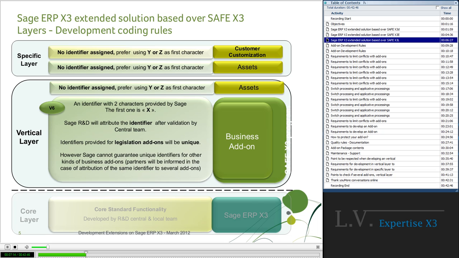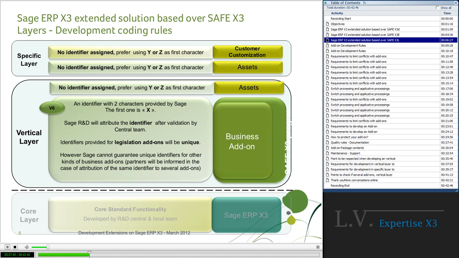So, as the assets and add-ons can be set up in a single customer folder, we have to follow development rules. The first one is to develop in the appropriate layer. The second one is to name each element of your development beginning by the appropriate letter: Y and Z for assets and X for business add-ons.